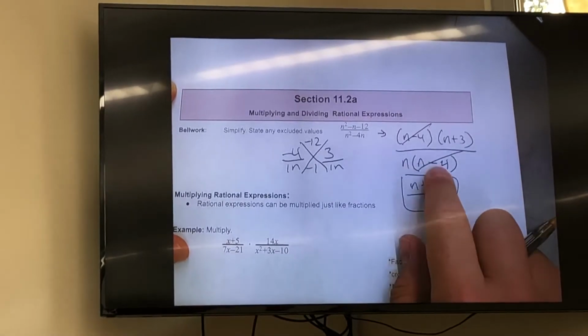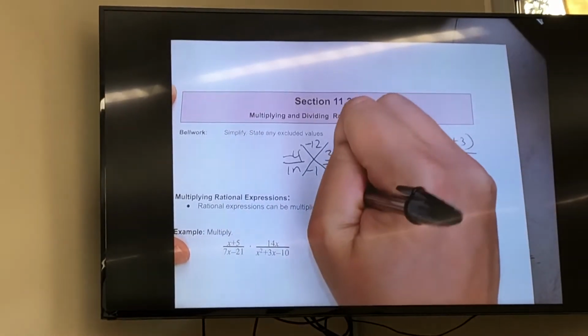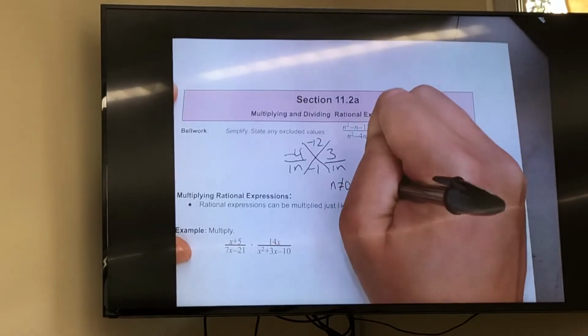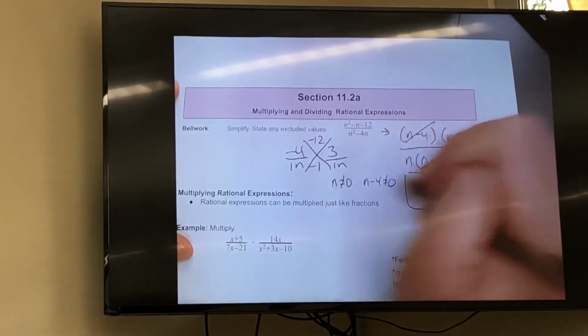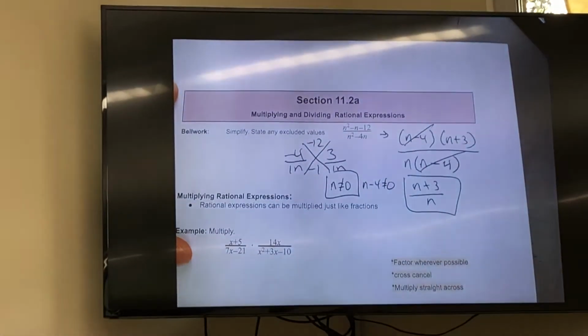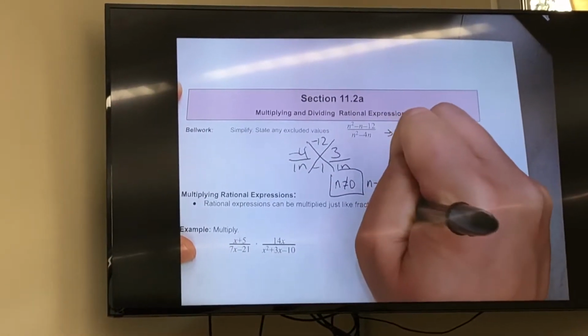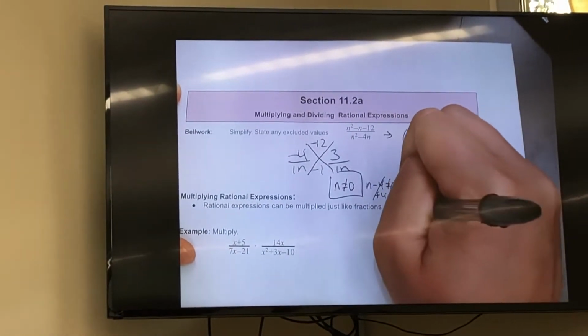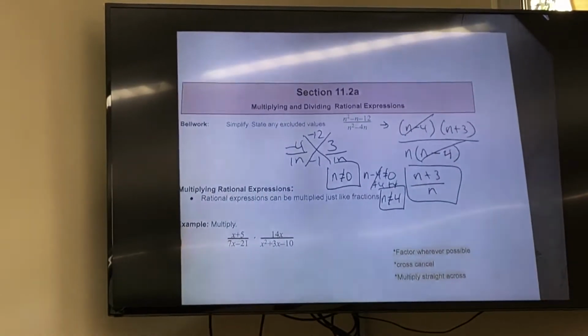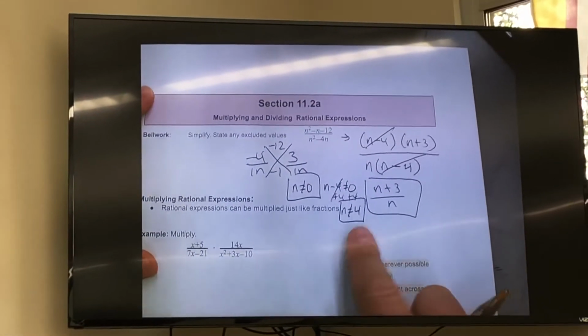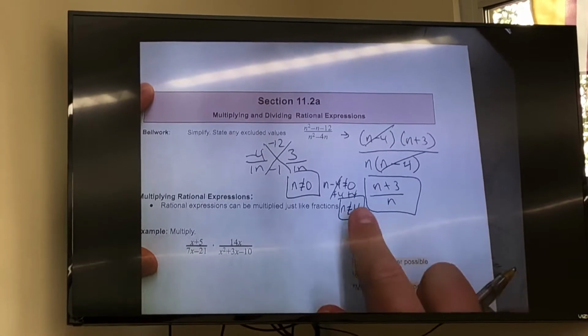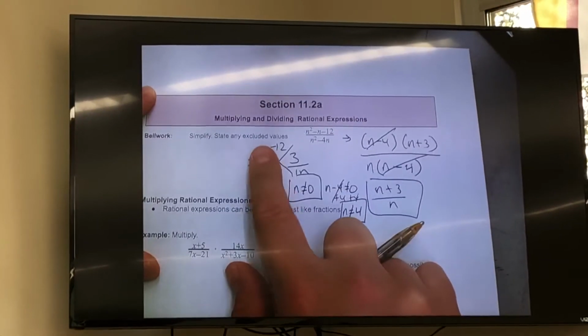Again, we have two factors. Set them both equal to 0, cannot equal 0. So n cannot equal 0, and we're going to add 4 to both sides, and n cannot equal a positive 4. So that's our simplified solution, and those are our excluded values.